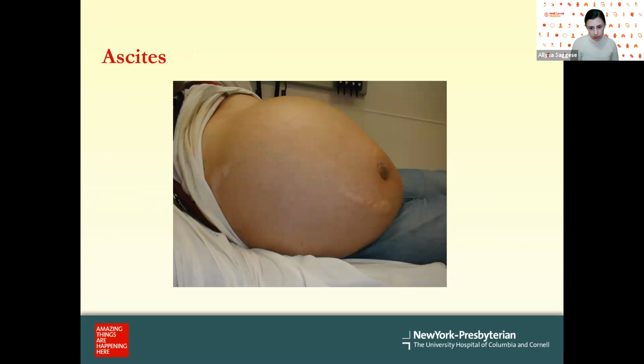So this is a picture of ascites. That's a very large ascites. That's a lot of fluid in there. The person may have a little umbilical hernia, so a belly button hernia, and that gets pushed out too because you have all this pressure from all this fluid pushing on everything and making everything pop out.